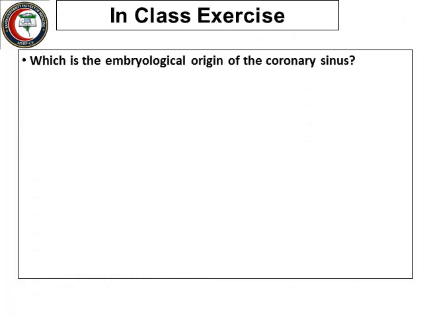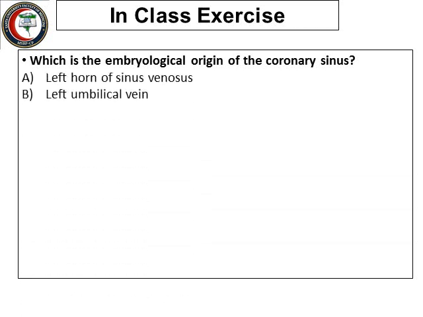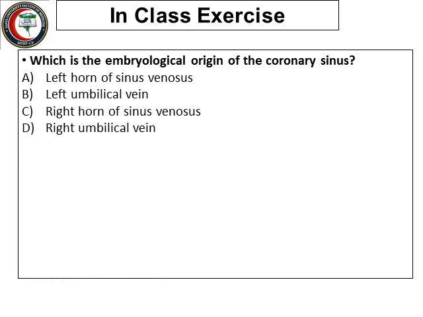Now let's see this question. What is the embryological origin of the coronary sinus? Number one, left horn of sinus venosus; left umbilical vein; right horn of sinus venosus; right umbilical vein. Yes, the answer is the left horn of sinus venosus, because the left umbilical vein degenerates and disappears. The right horn of sinus venosus, yes, this will be absorbed into the back of the right atrium and form its smooth part. The right umbilical vein will disappear.